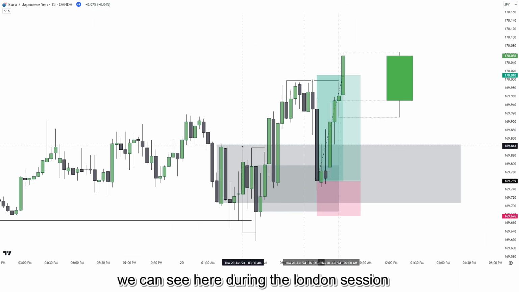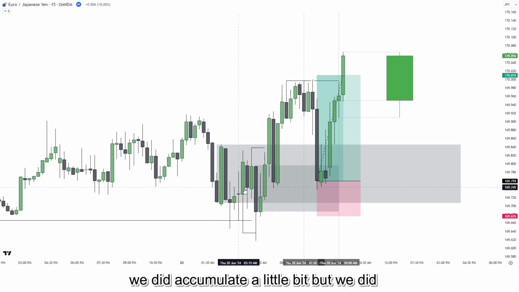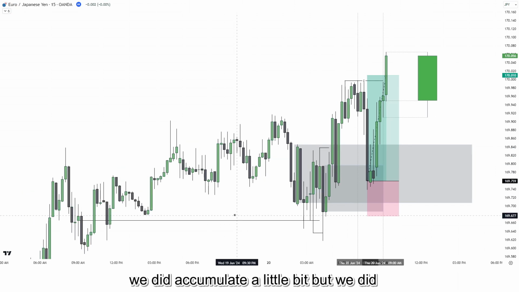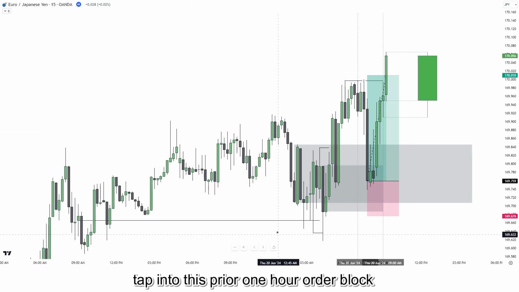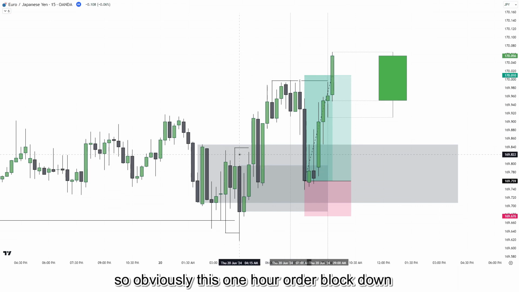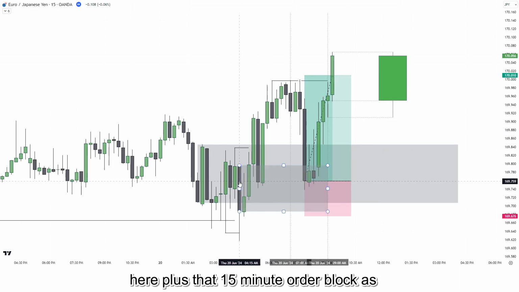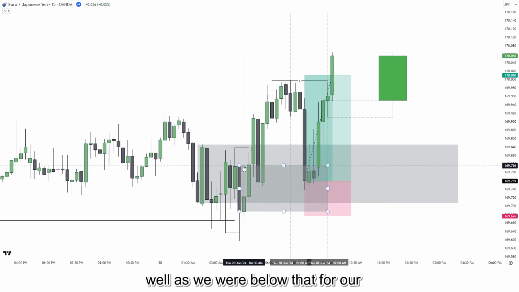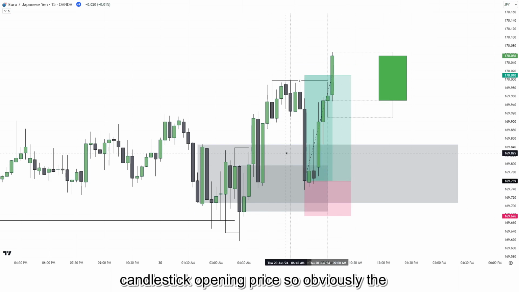So obviously we can see here during the London session we did accumulate a little bit, but we did tap into this prior 1 hour order block level, followed by this break to the upside. So obviously this 1 hour order block down here, plus that 15-minute order block, as well as we were below that 4-hour candlestick opening price. The more confluences that we have stacked together, the higher the probability of the trade idea. Very good trade. On to the next example.